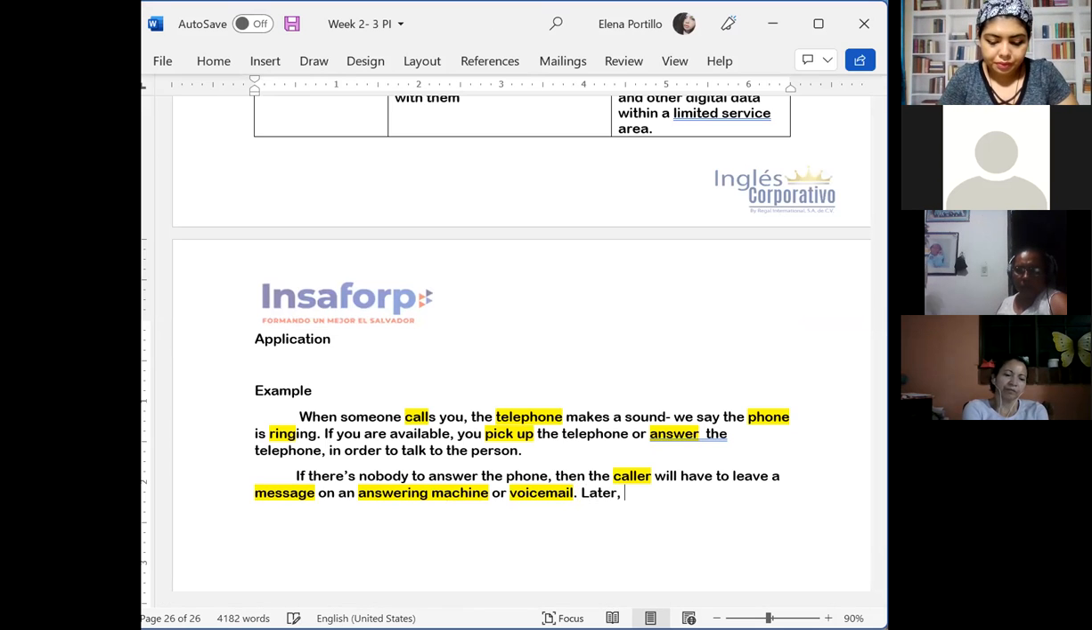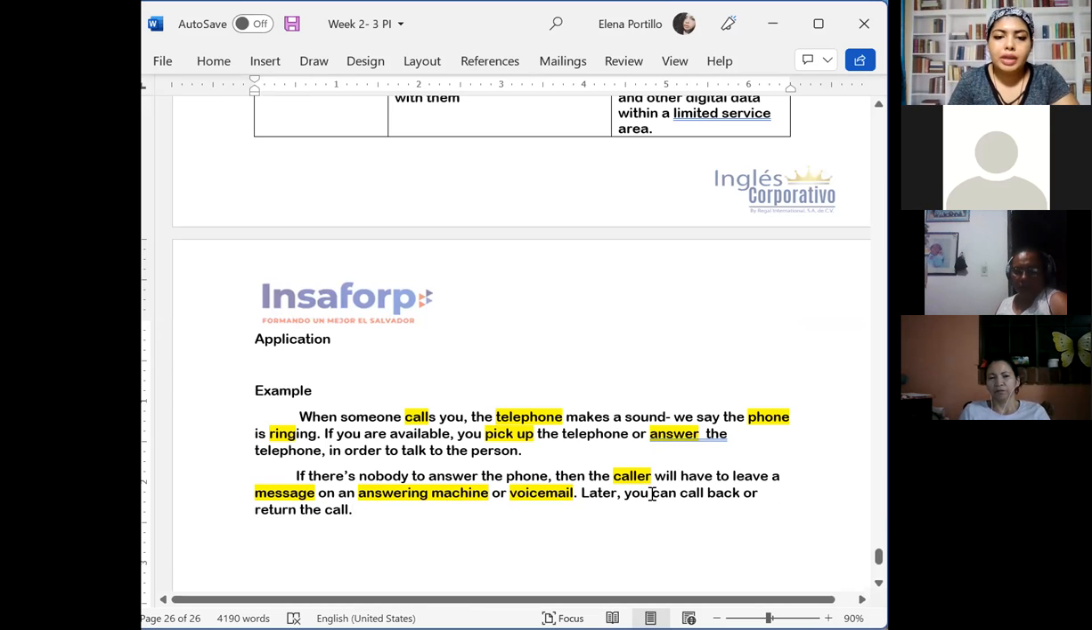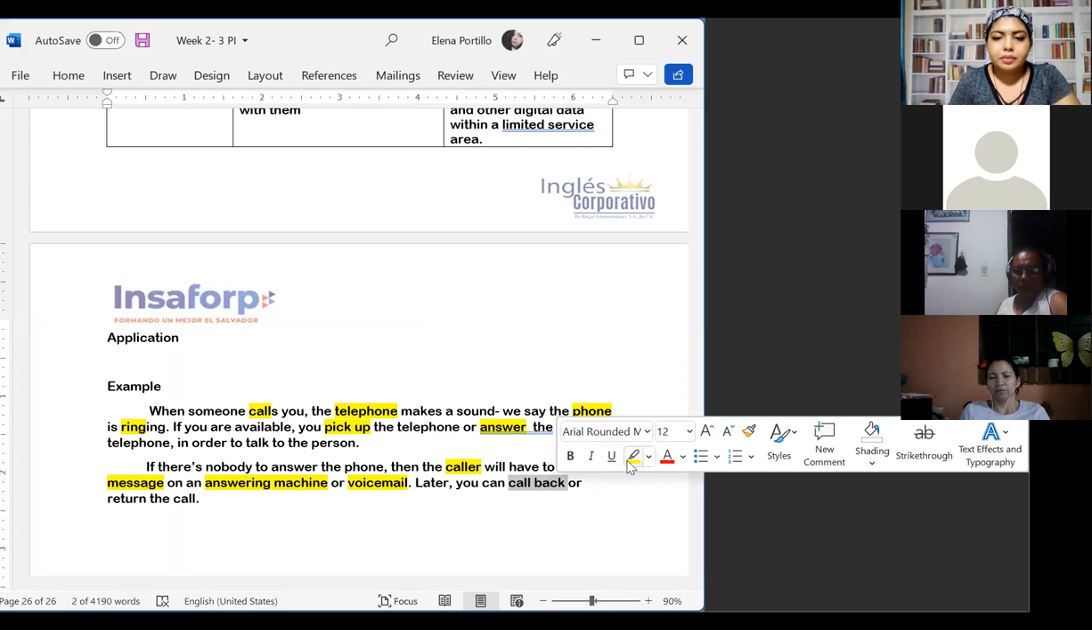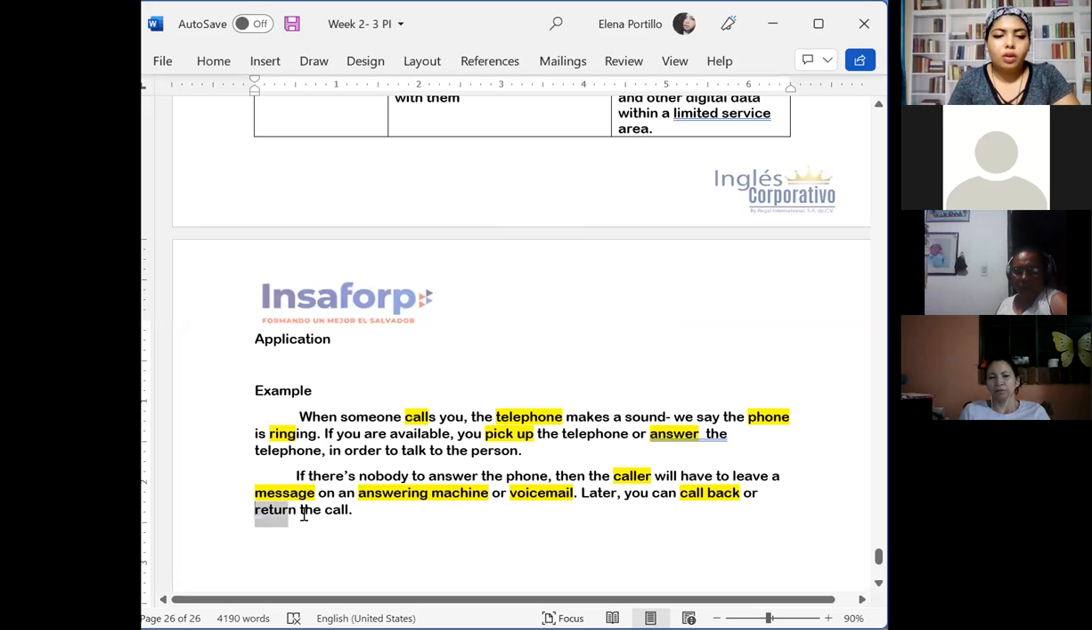Later, you can call back or return the call. So we have two more in this space: call back, return the call.